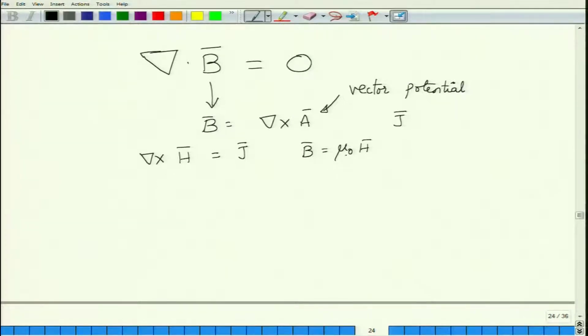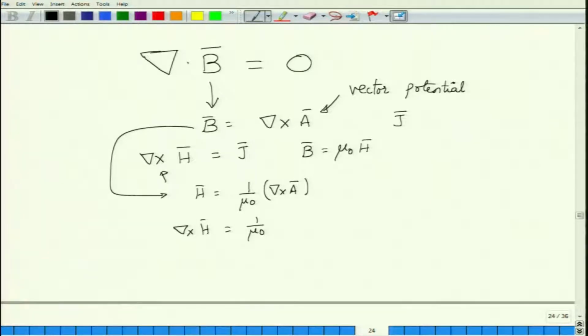So, this allows me to write, instead of B equal to del cross A, by substituting B equals mu naught H, the above equation as H equals 1 by mu naught curl of A. Okay, this is interesting. The equation curl of H, the so called Ampere's law, means that we have to take curl on both sides. So, we take the curl on both sides. 1 by mu naught is a constant, so I can pull that out, and then you have a del cross del cross A term.